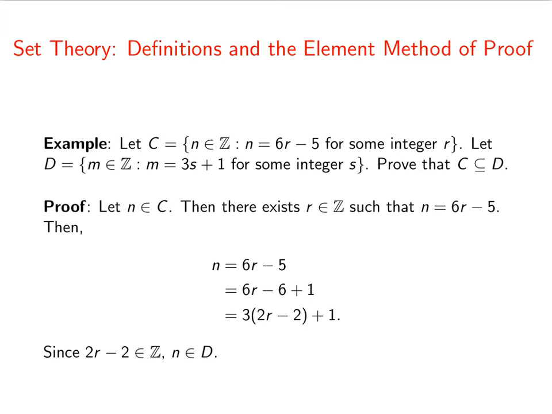We wanted to prove that an arbitrarily chosen element of C is also an element of D. We're not proving that n is equal to C and n is an element of D. What we've proven is that n is an element of C implies that n is an element of D. Very important distinction. Alright, so that concludes the proof here that C is a subset of D. But we're not done. I want to go a little bit further with this.